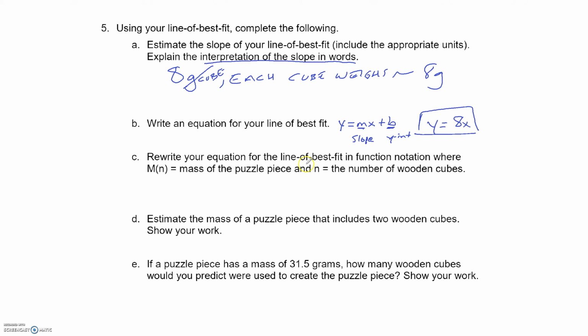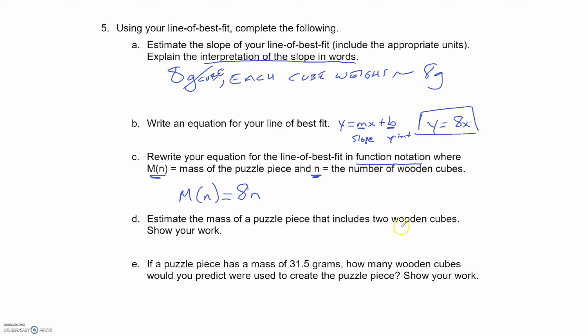Then we want to rewrite the equation for the line of best fit in function notation. So that means we want to write m of n for the mass of the puzzle piece, and n is the number of wooden cubes. So we're saying these two things are related. The mass of the puzzle piece changes based off the number of cubes that we have. And we're going to replace y with m of n. So the mass of n cubes is equal to 8 grams times however many cubes we have, n.